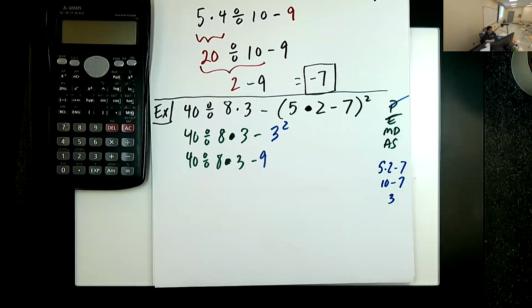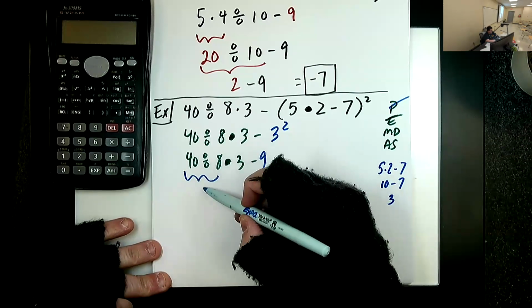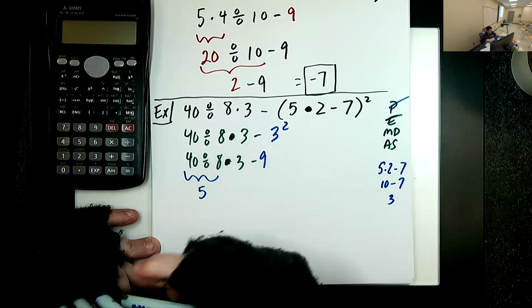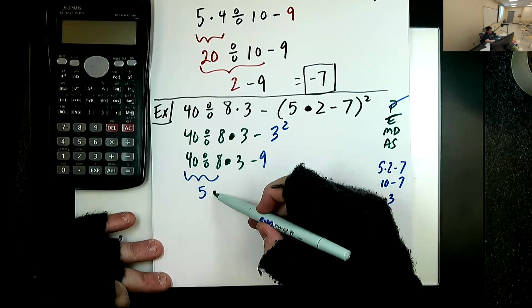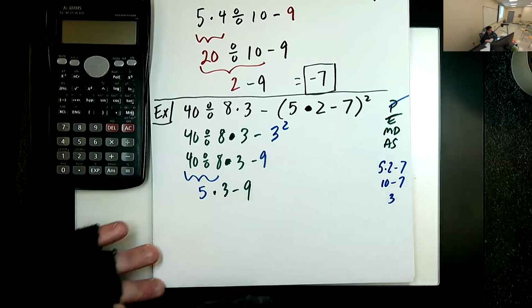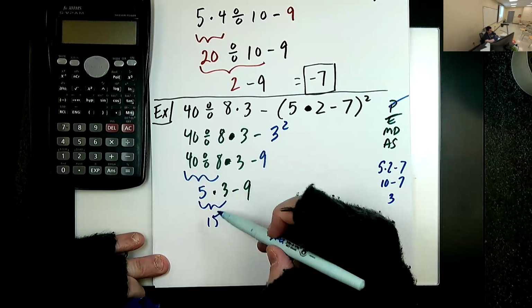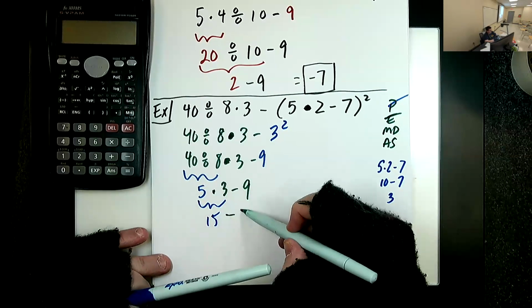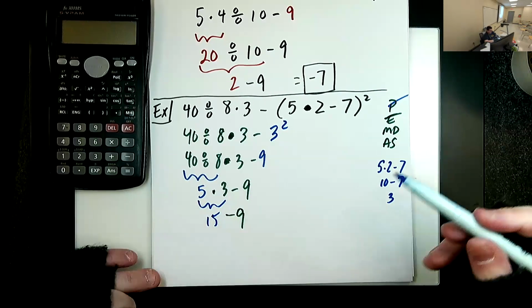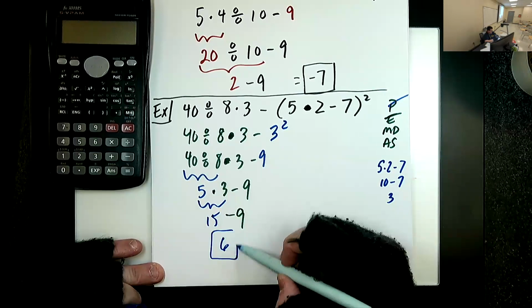Multiplication and division, the division happens first. 40 divided by 8 is 5. And I still have times 3 minus 9. Now I do the multiplying. 5 times 3 is 15. Minus 9. And finally, 15 minus 9, we end up with 6.